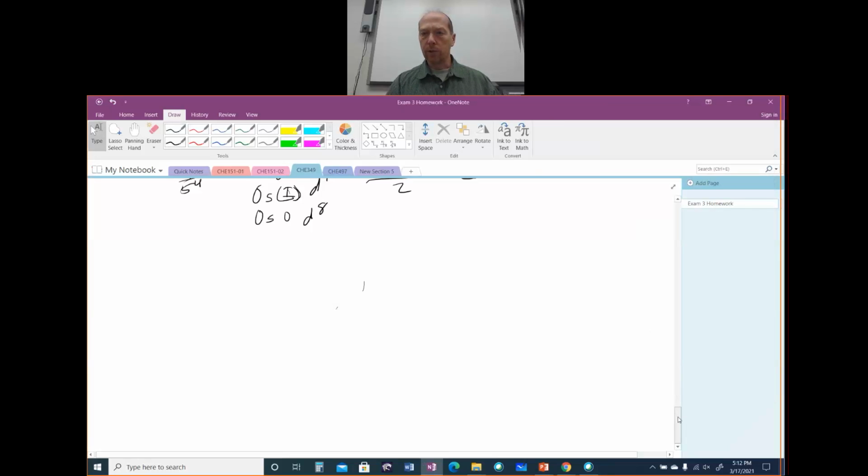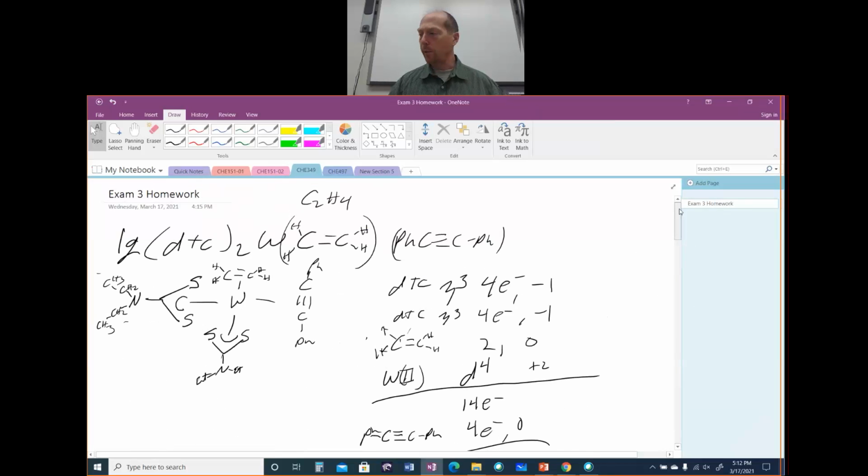All right, I wanted to answer a few of the questions that were sent to me through email about the homework for exam three. First one was 1G, DTC, that has this formula. Your S and your carbon and your S here, this is an eta 3. So you count an eta 3 as a 4 electron minus 1.